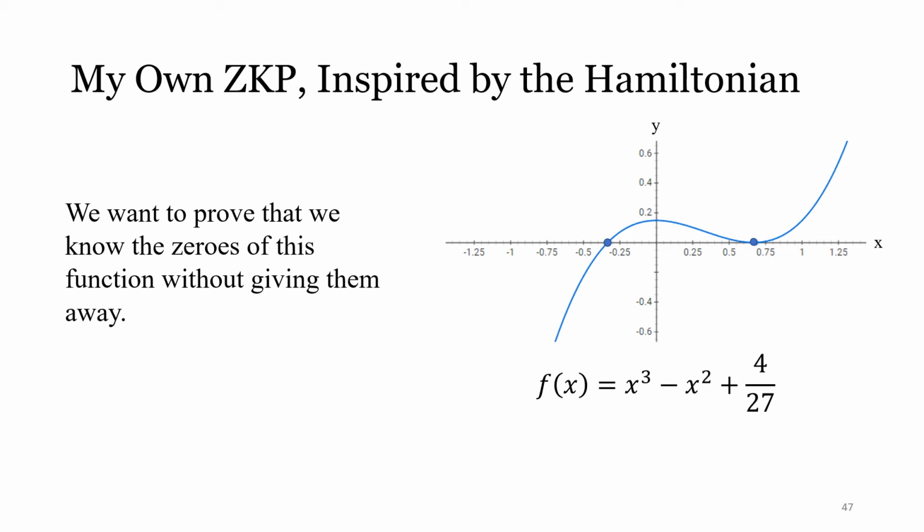So that's the goal in the zero-knowledge proof that I am about to explain, and everything that you're about to see is my own creation. The graph that we see on the right is of f of x equals x cubed minus x squared plus 4/27. I chose this graph because it has nice zeros, negative 1/3 and positive 2/3, and that second one just barely kisses the x-axis, and I liked that.